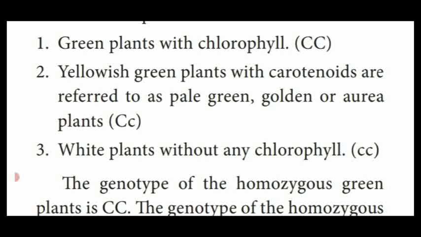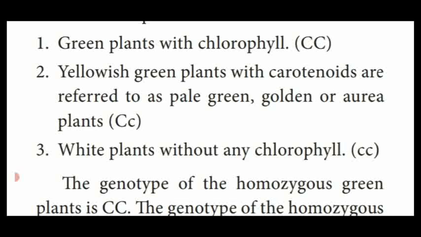Another one, the white plant without chlorophyll. The first one is purely green in color with chlorophyll, capital C, capital C. The second one is the intermediate condition, pale green, not fully green, not fully white. It is slightly pale green or golden yellow, denoted as capital C and small c. The last one is the totally white plant. There is no chlorophyll pigment, so it is totally recessive, denoted as small c, small c.